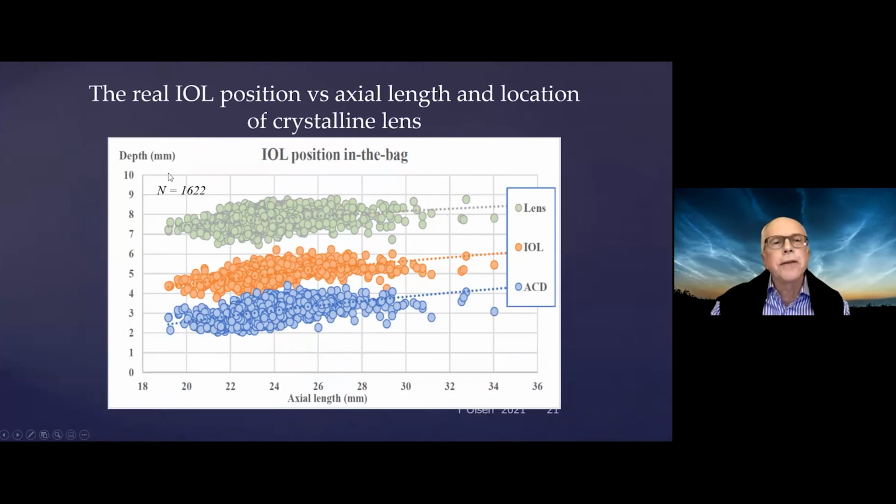And here you see a series of 1,622 cases where I have the IOL position. That's the center of the IOL here. We plot it against the axial length so you can see the dependence. The blue dots, that's the anterior capsule, pre-op, or the ACD. And the green dots, that's the posterior capsule of the lens. So the distance from this line to this line, that's actually lens thickness. As you can see, the IOL center is located within the lens. No wonder. I put it there when I did the surgery.